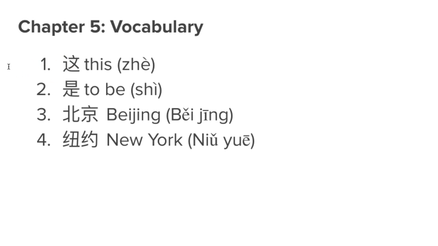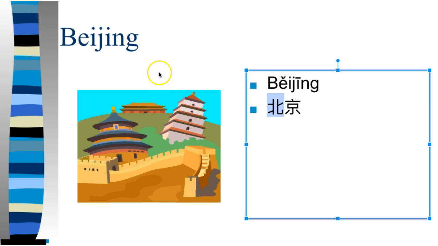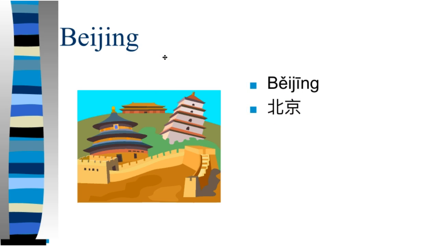Number one, 这. Number two, 是. Number three, 北京. Number four, 纽约. So Beijing is just a city, Beijing. Literally north capital is what it means. Beijing, north capital. Jing is a little bit of a tricky word to pronounce because it has that nasal sound.